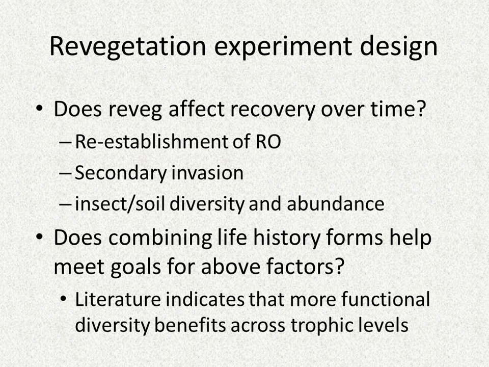So our revegetation experiment is: does revegetation affect recovery over time? Does it affect the reestablishment of Russian olive? Does it affect secondary invasion of plants like knapweed and saltcedar? And does revegetation affect our insect diversity and abundance and our soil biotic diversity and abundance? And does combining life history forms within our revegetation help meet the goals for the above factors?